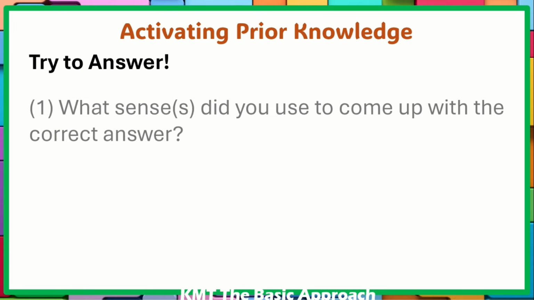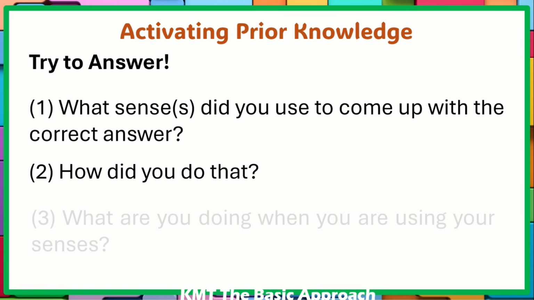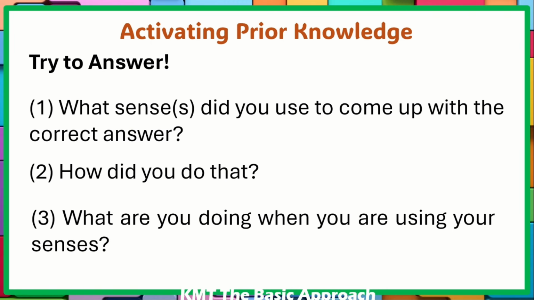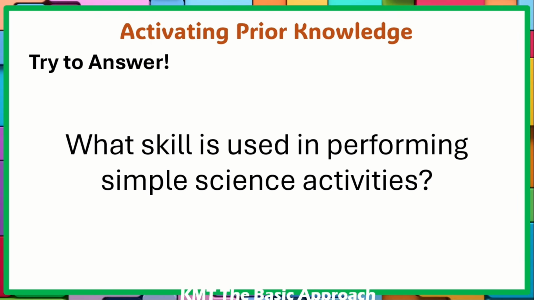Try to answer. Number 1. What sense or senses did you use to come up with the correct answer? Number 2. How did you do that? Number 3. What are you doing when you are using your senses? What skill is used in performing simple science activities?